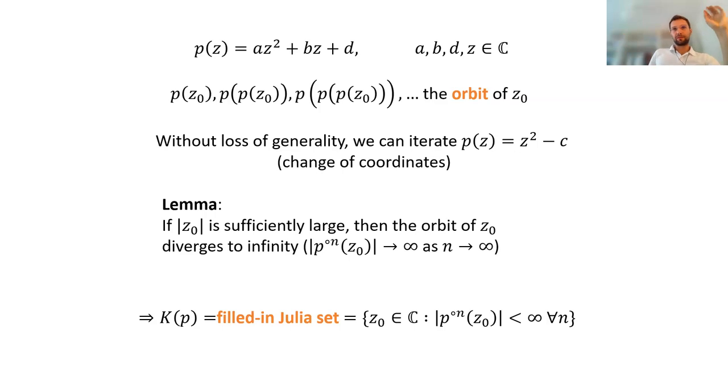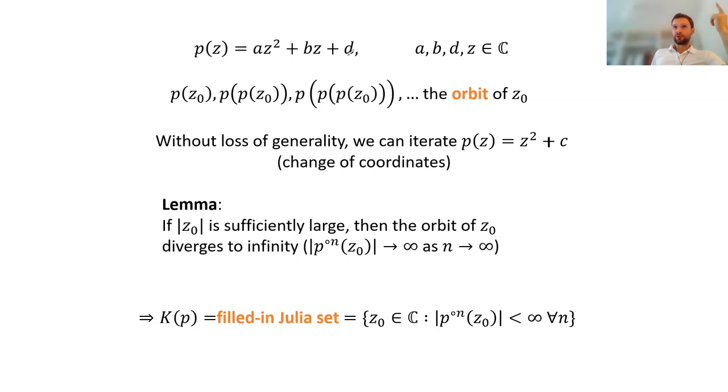So there are three coefficients, but you should trust me, it's not hard to see that we can kill two coefficients without loss of generality. We can just iterate the polynomial z squared plus c. So it should be plus here. So we can just iterate the polynomial where the leading term is one and I have just a free term here. And that is more or less just a change of coordinates. You have to complete the square somewhere.